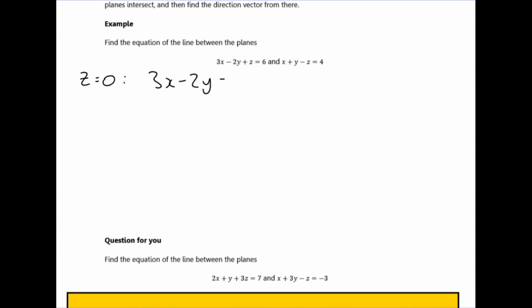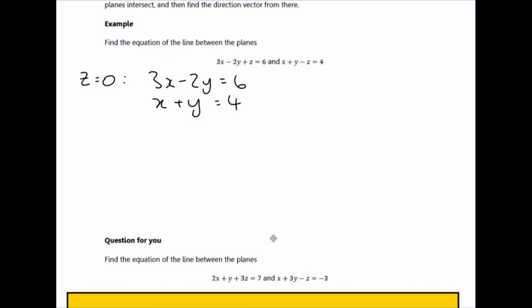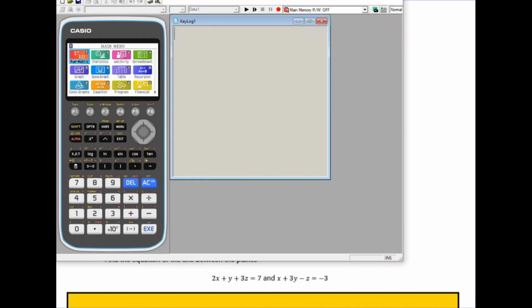which turns these into a pair of simultaneous equations, which you can solve on your calculator, or you can solve them by hand. And then whatever values you get, that will be a point that's on both of those planes. So there will always be a point that's got z equals 0 on both of these planes. And if you solve them, that'll give you the point on both.